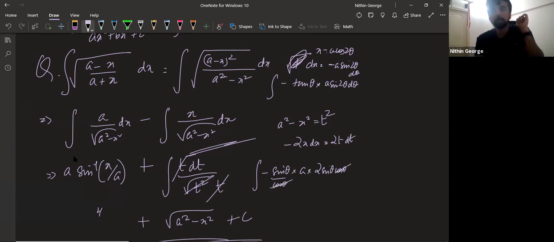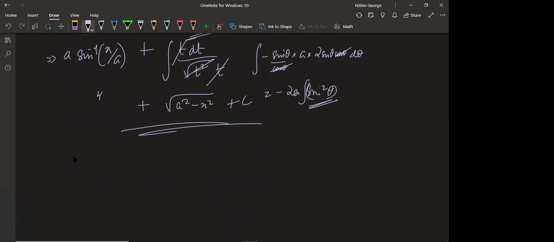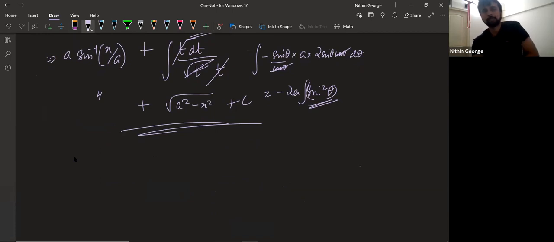Tan theta is sin theta by cos theta. I'm so sorry about that. Okay, d theta. So you get it as minus 2a into sin square theta. Sin square theta you can integrate, right? You can write it in terms of cos 2 theta and then integrate it. No issue.